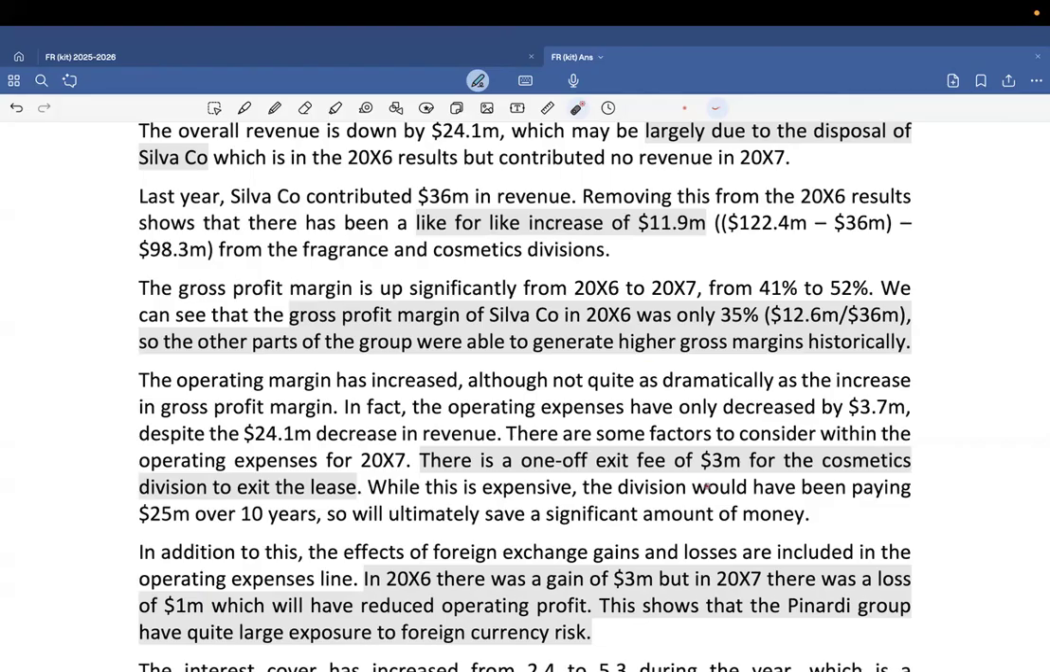Still, that penalty is much more beneficial or profitable to them than paying 25 million over 10 years.